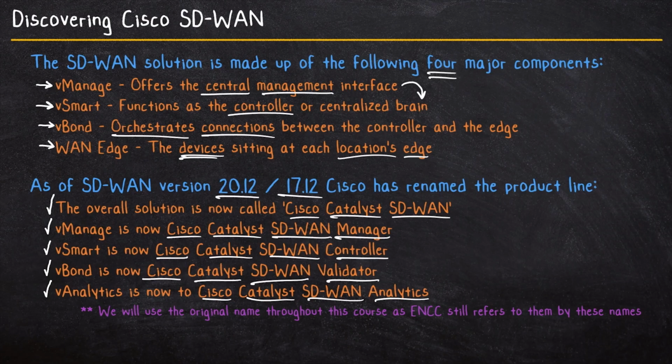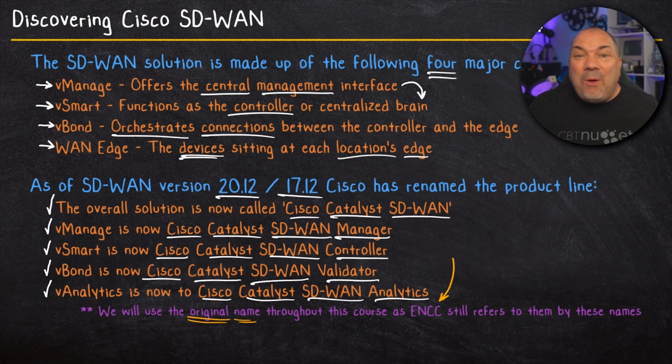And one other thing I want to point out, as we go through this course, we will be using the original names just because Cisco, through the entirety of the ENCC, generally refers to these products by their older names, the vManage, the vSmart, the vBond, and the WAN Edge. Just be aware of these new names, just in case they update the exam. Be aware that both of these names are technically valid, but again, in a lot of places, Cisco is still using the original names, so just be aware of this change.